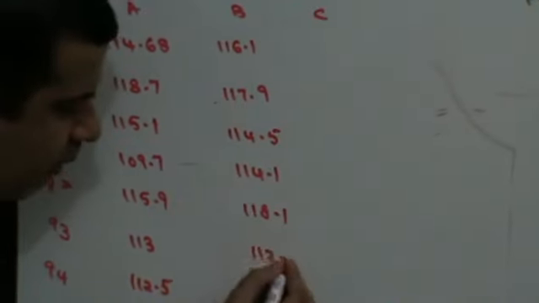502 divided by 4.4 is 114.1. Then 520 divided by 4.4 is going to be 118.1. Then 530 divided by 4.7 is 112.7. 560 divided by 4.9 is 114.2.